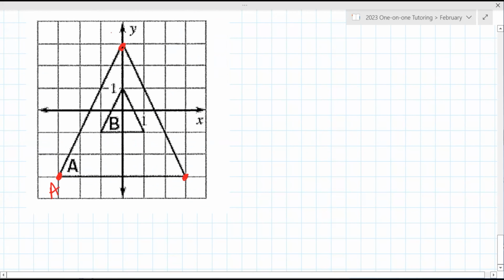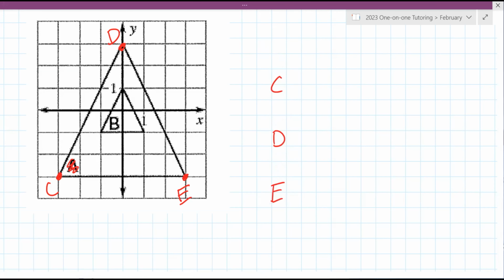Let's call this A. Well, I don't like these names. Okay, let's go C, D, E. Do that for me. C, D, E. So give me those ordered pairs whenever you have them. Give me the ordered pairs for C, D, and E.